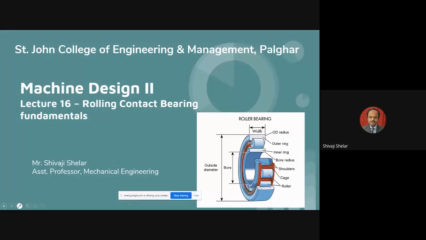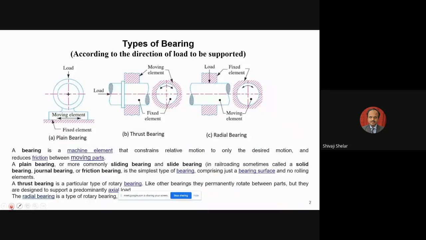Move to the next slide. Now, when we are talking about learning of bearings, there are different types of bearings available in the market. So we are going to learn first the types of bearing. The first type of bearing is based on direction of load to be supported.